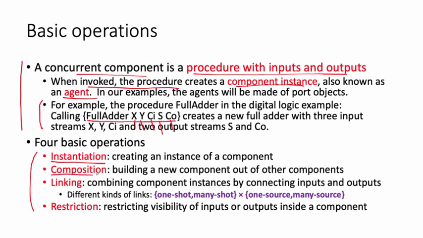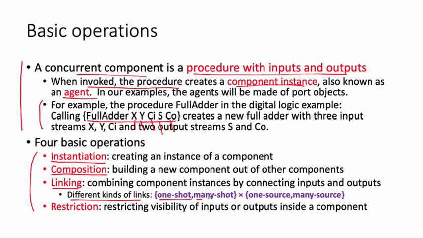You also have composition, where you're building a component which is combined from other components. So the full adder has gates inside it. So that's composition. Then you have linking. You connect the components together, and I actually call it wires. They can be streams, they can be ports, but in the general term, it's like building electronic circuits. Their connections are kind of like wires. And there are different kinds of wires.